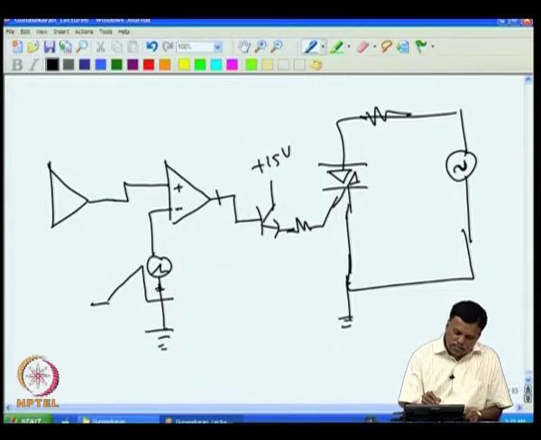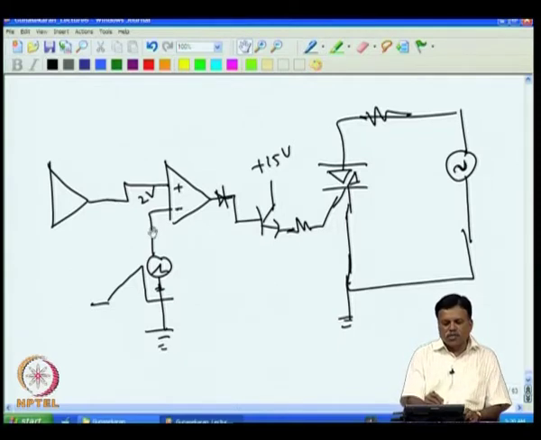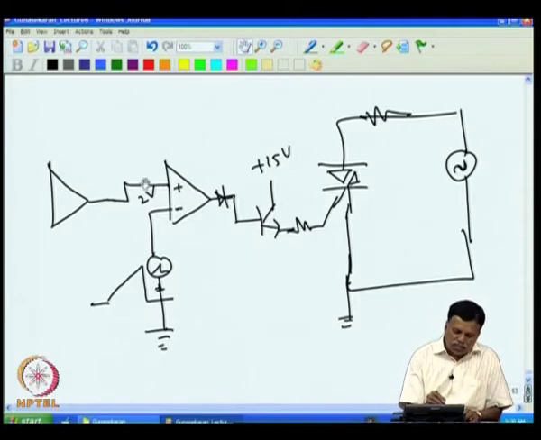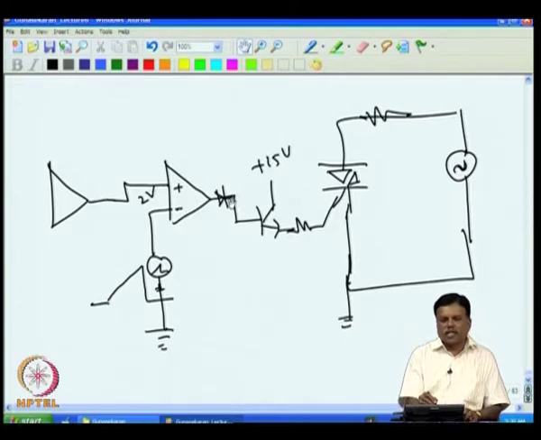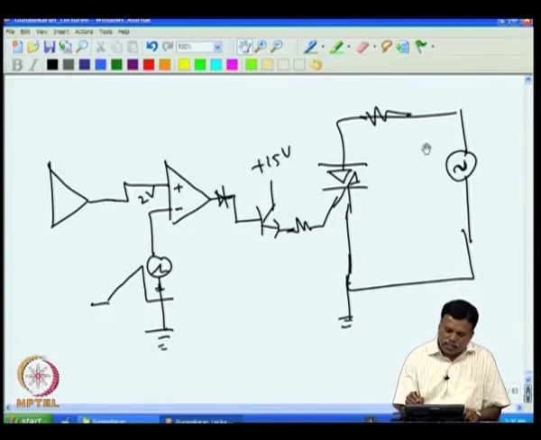Whenever the error voltage is, say, 2 volt, only when the sawtooth wave goes more than 2, the output will go minus. So until the sawtooth reaches 2 volt, output will be high. If this voltage is 3, then the output will be high until this reaches 3 volt. That means the more the voltage, the longer this will be high. So, if this is high, automatically this will be high, and this is switched on and the MOSFET will be on.